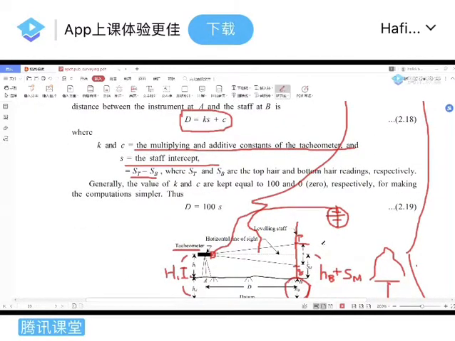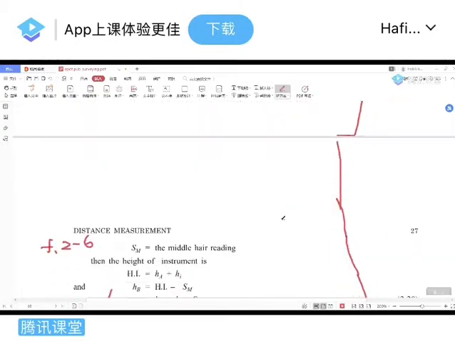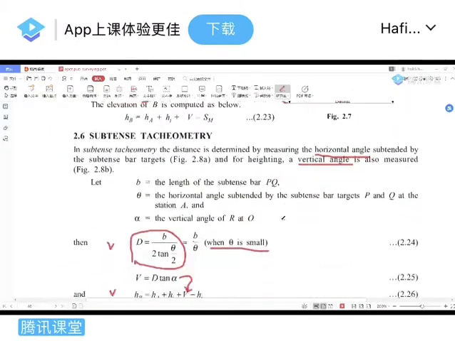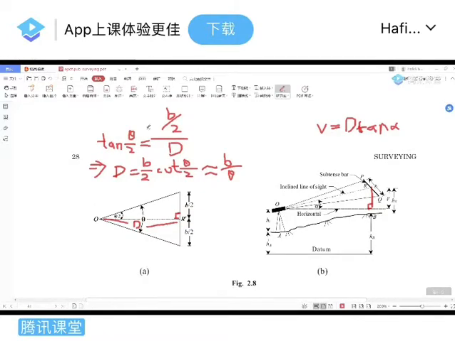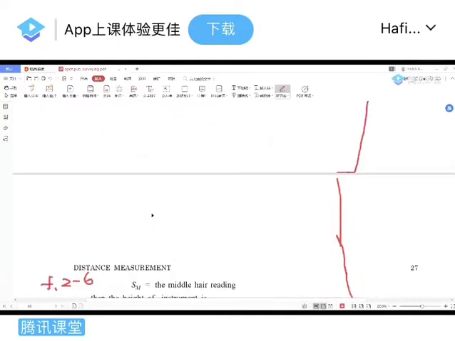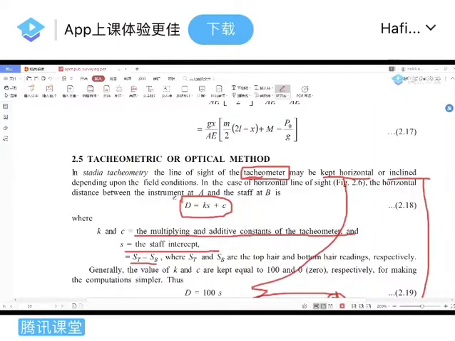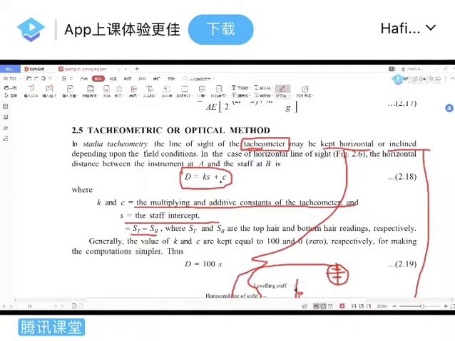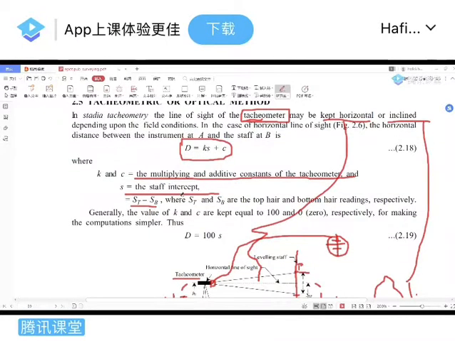So D is straightforward. In order to get D, of course, if you already know everything in your hand, you can easily resort to this one. You can get D like this. But sometimes when you don't have so much information, then you can rely on doing this bit for D over here. D in this case will be equal to K S plus C. S is the one we talked about, the intercept. K and C are constants. It's related to the tachymeter itself. You can also calculate D as well.